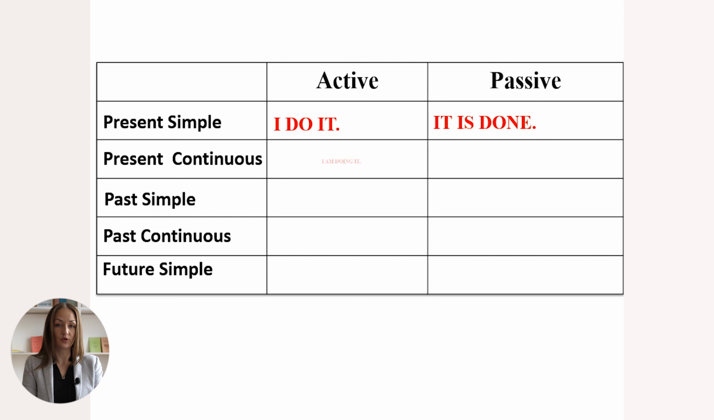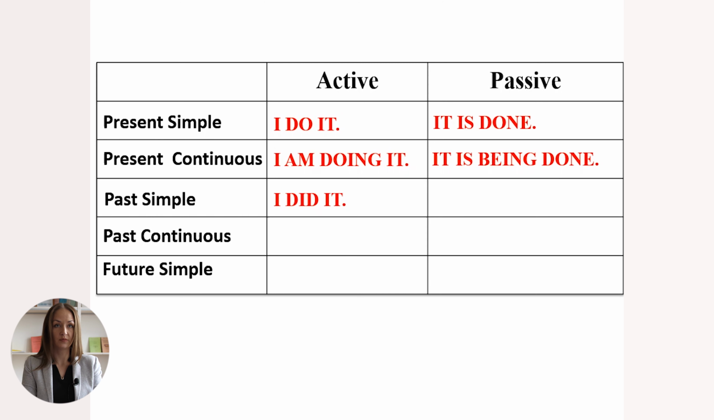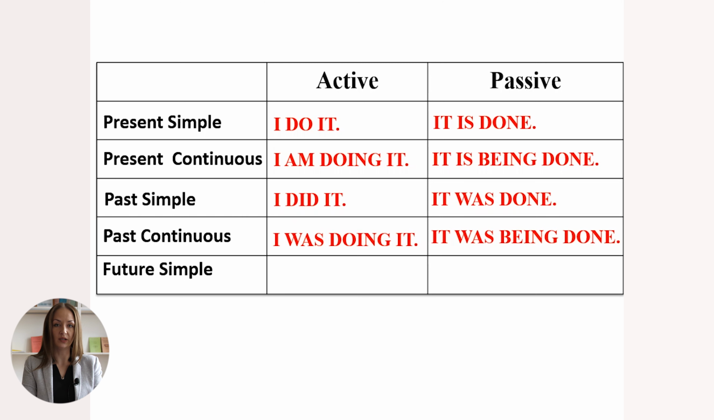Past simple active voice, I did it, will be changed into passive voice into it was done. Past continuous active, I was doing it, will sound this way in its passive voice construction. It was being done. And the last one for today, I will do it, the future simple active construction, changes into its passive form. It will be done.